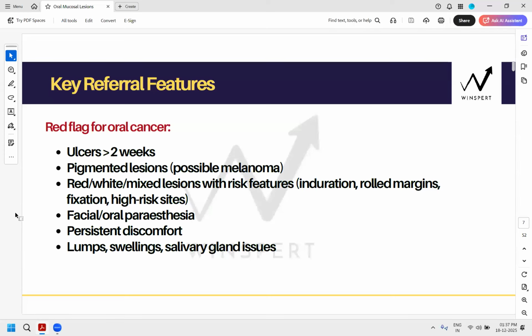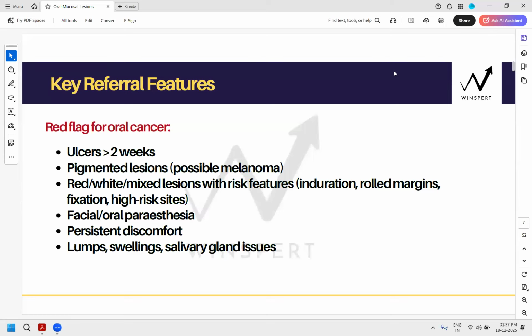Now red, white and mixed lesions with other risk factors like induration, rolled margins, fixation of the tissues to the underlying muscles, and high risk site. These are all again your red flags. Now what are the high risk sites? Lateral border of the tongue and floor of the mouth. These are the 2 extremely high risk sites in the oral cavity. Can you memorize that? Lateral border of the tongue and floor of the mouth.